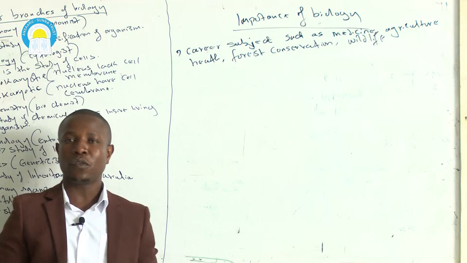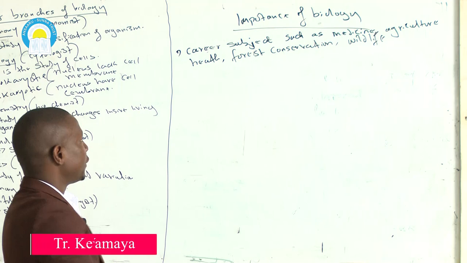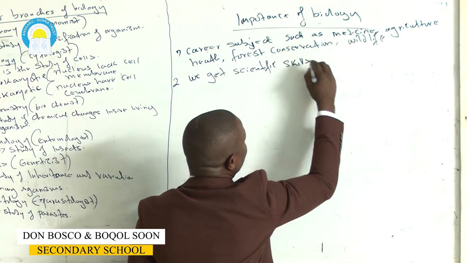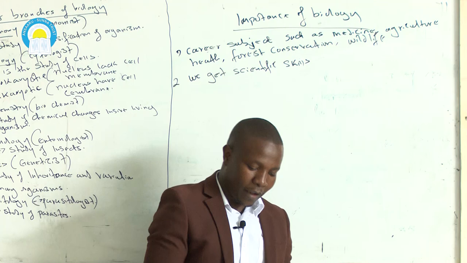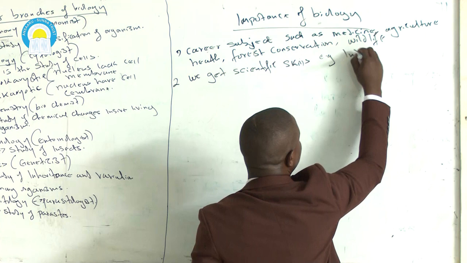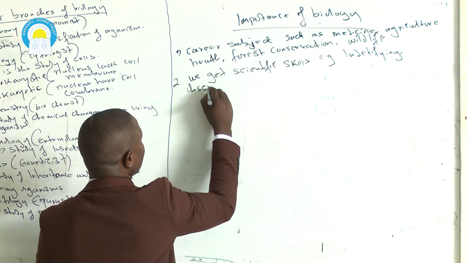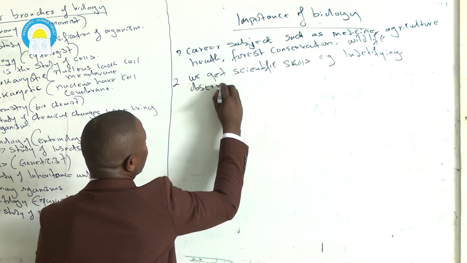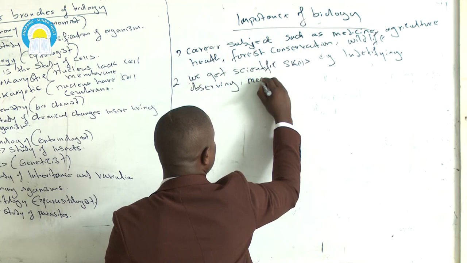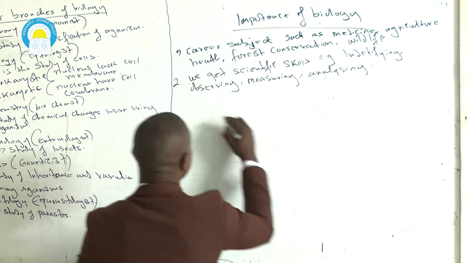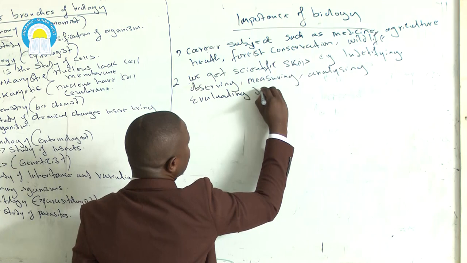Number two, equips learners with scientific skills. When we talk about scientific skills, examples of these scientific skills are identifying, observing, measuring, analyzing, and evaluating data. And let us discuss them.